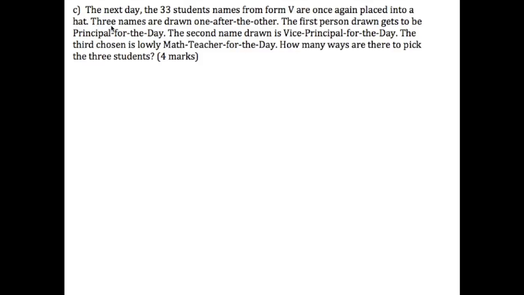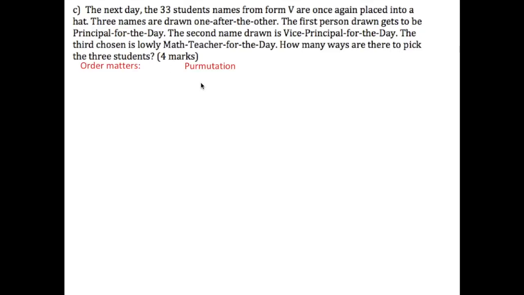6c, the next day, the 33 students' names from Form 5 are once again placed into a hat. This time only 3 names are drawn, one after the other. The first person drawn gets to be principal for the day. The second name drawn is vice principal for the day. The third chosen is lowly math teacher for the day. How many ways are there to pick the 3 students?